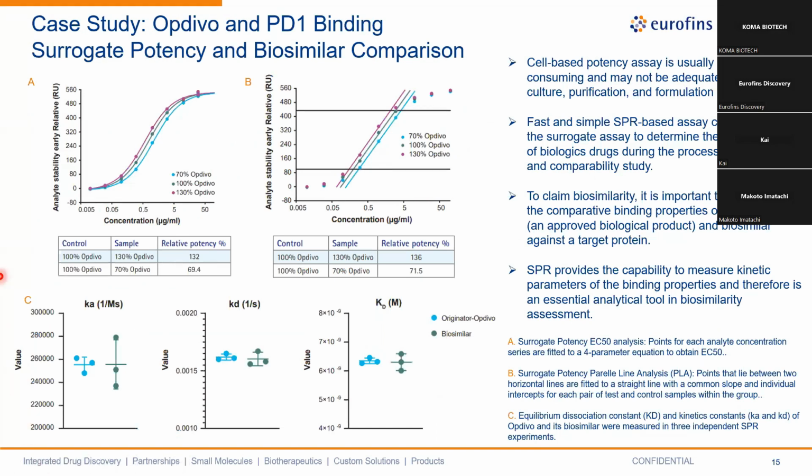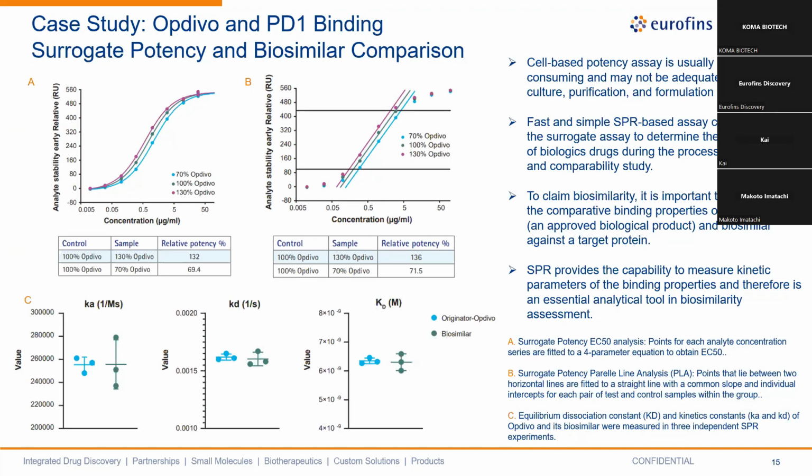Next slide is a case study of what we have done. Another application is called surrogate potency. So SPR can be used as a potency surrogate, like a quick test for the potency. Usually potency, we test it with a cell-based assay in the drug discovery. But the cell-based assay is usually time and cost consuming. Sometimes a cell-based assay takes a couple of days, sometimes even weeks, and may not be adequate during the cell culture, purification, and also formulation process.